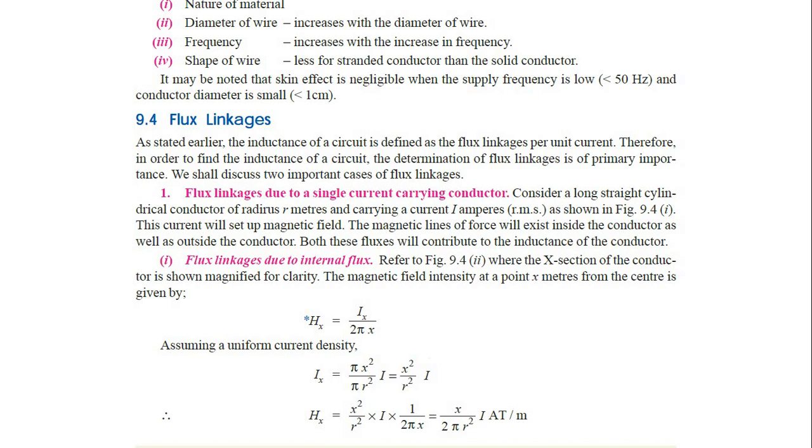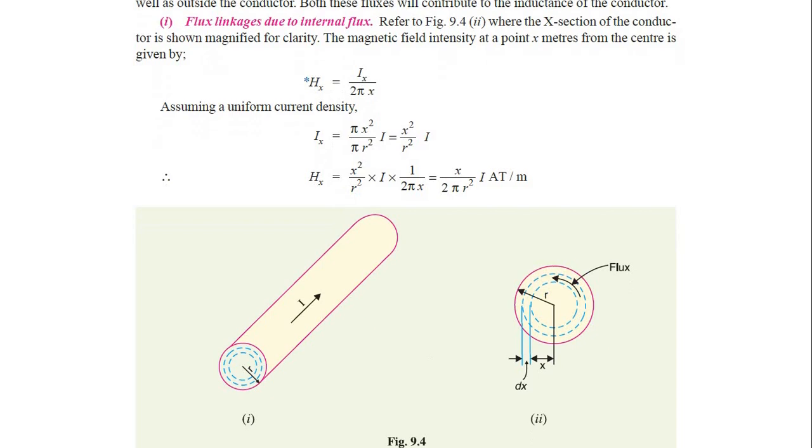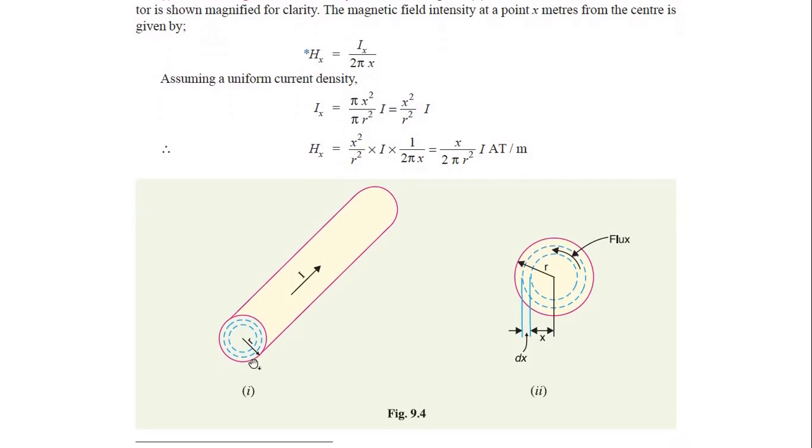consider a long straight cylindrical conductor of radius r meters carrying a current of I amperes. This current will set up a magnetic field. I will show you the figure first. This is figure 9.4.1. Let's consider a conductor having radius small r and carrying current I.